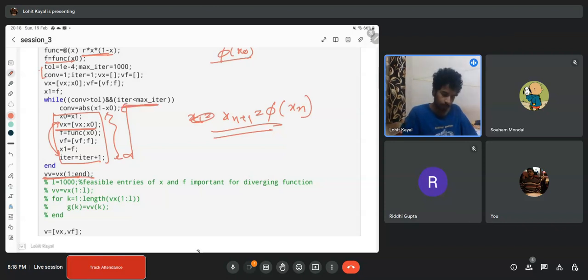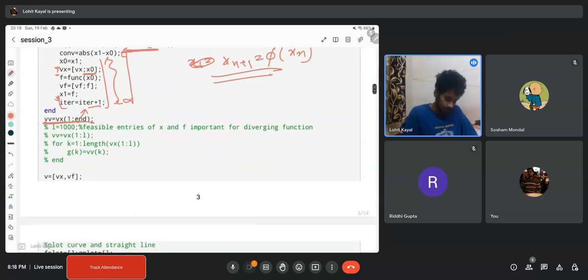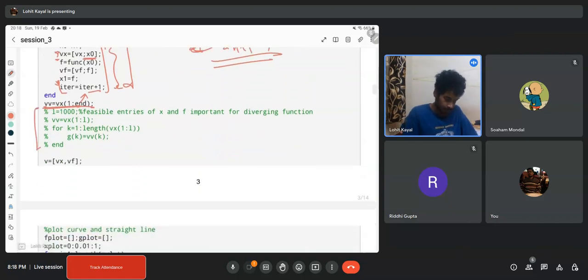That means when this loop stops, it will indicate the end. So this is where I am defining the vv. I will come to why I have commented this.